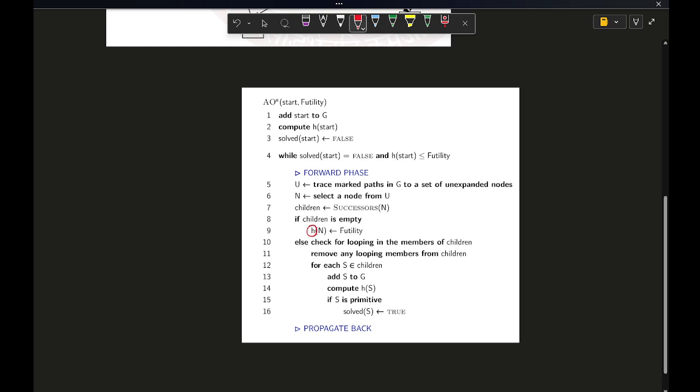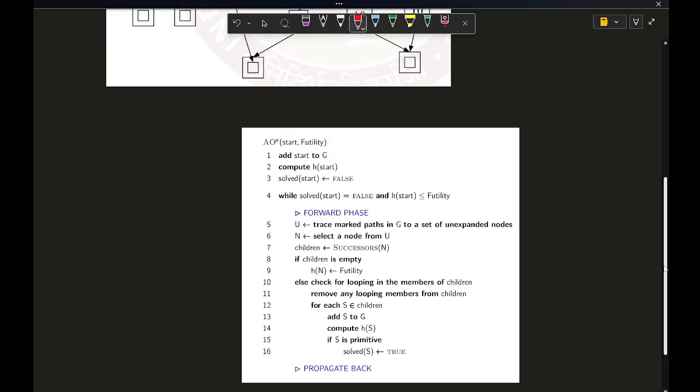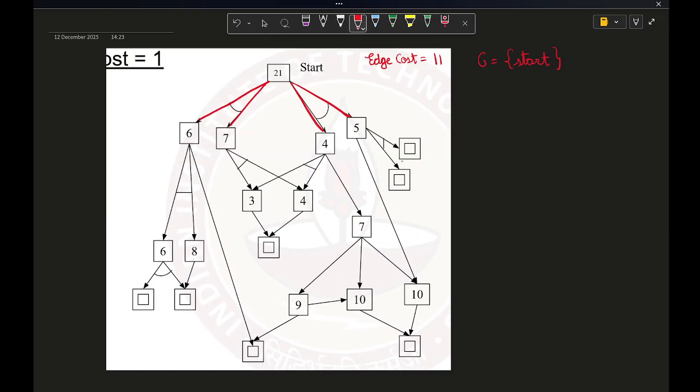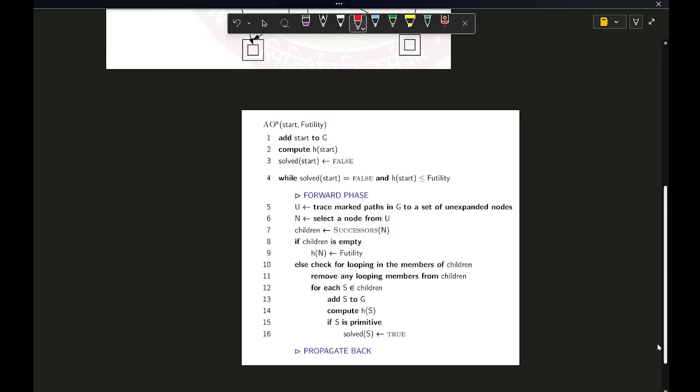Like, h is the heuristic value, right? So why are we making it futility? Because in the above example, children is empty, no? There are no children. But no children is futility, why would that be? In that case, this is a leaf node that would satisfy that condition. So we are marking this heuristic value as futility. Why? We are taking that value and adding the h cost and applying.